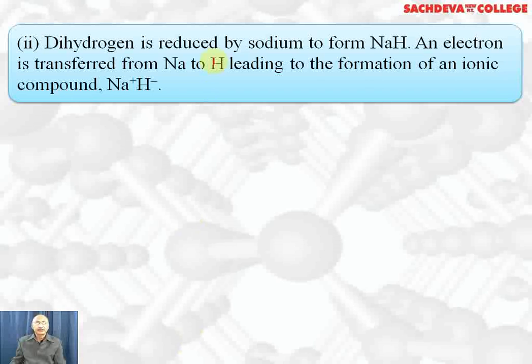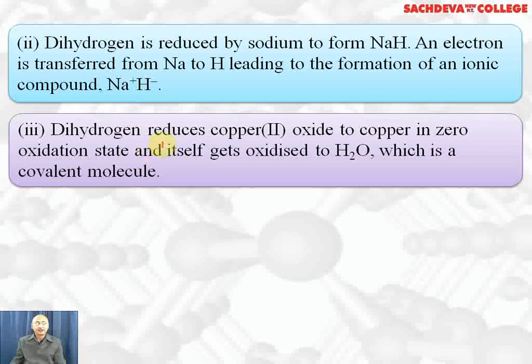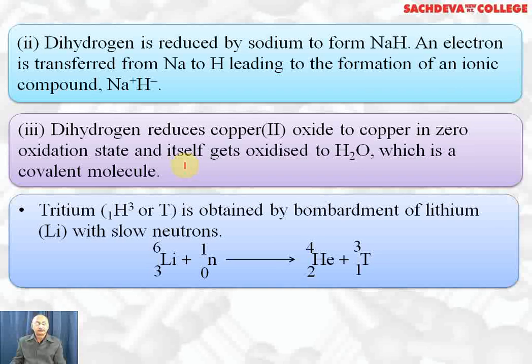Dihydrogen is reduced by sodium to form sodium hydride. Here hydrogen is acting as an oxidizing agent, sodium is the reducing agent. Sodium loses an electron to form Na plus ion, whereas hydrogen gains 1 electron to form H negative ion. This is an ionic hydride. Dihydrogen reduces copper oxide to copper, the reaction we have taken. Copper will come out to be in zero oxidation state. Hydrogen itself will get oxidized to water, which is a covalent molecule.